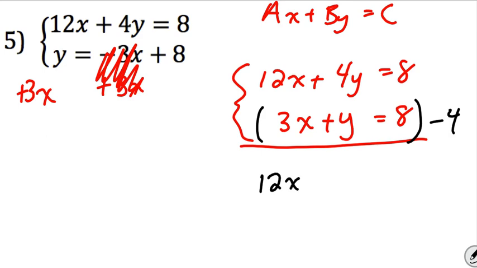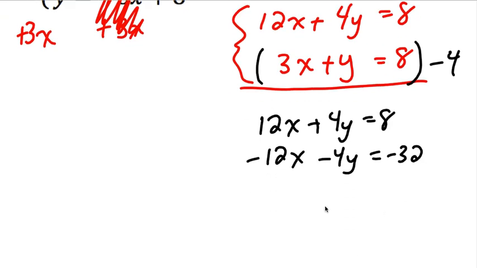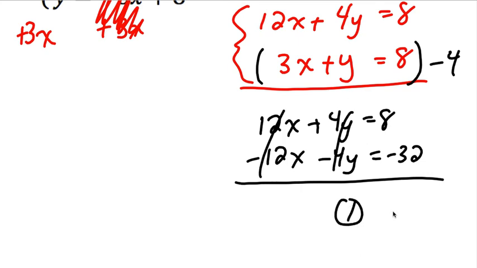So top equation is not changing. But the bottom equation, negative 4 times 3x is a negative 12x. Negative 4 times y is negative 4y. And negative 4 times 8 is negative 32. So what do we recognize? 12 minus 12 is 0. 4 minus 4 is 0. So the left-hand side is 0.